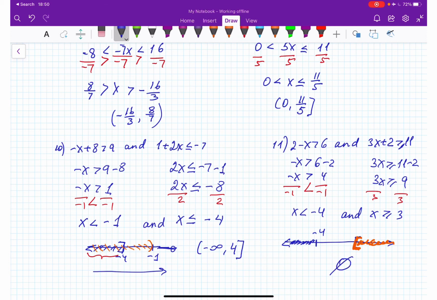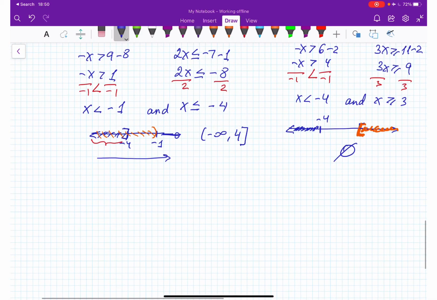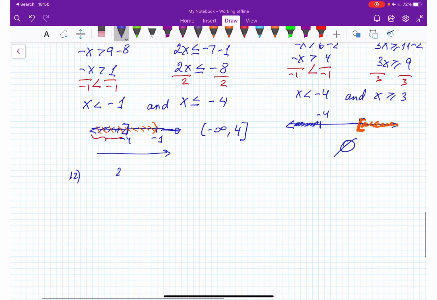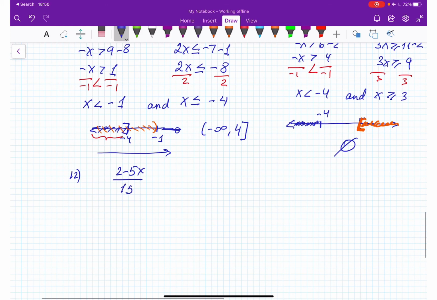All right? Number 12. So we have 2 minus 5x over 15 greater than 1 over 15 and less than 3 over 15.